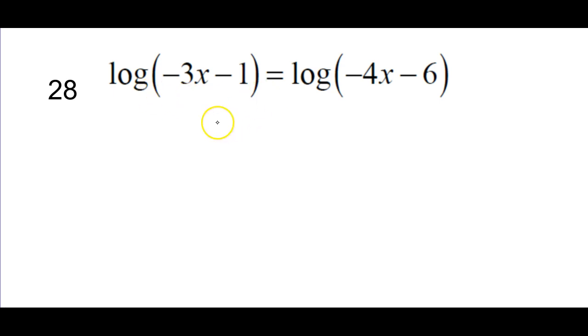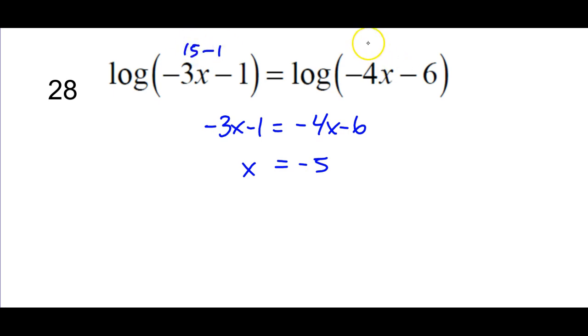Once again, these are the same basis, so I'm going to use the one-to-one property. And I get x equals negative 5. Now in this case, once again, it's okay for x to be negative. You just can't take the log of a negative. This gives me a positive 15 minus 1, which is 14. That's okay. This gives me a positive 20 minus 6, which is a positive 14, and that's okay as well. So x equals negative 5 here.